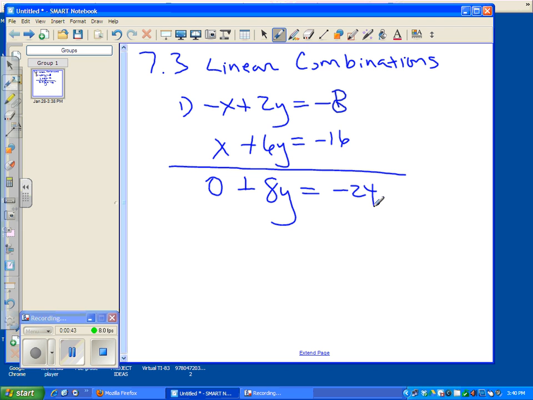If I want to isolate the variable y, I divide by 8. Divide both sides by 8. This cancels out, of course, and becomes 1, where y is equal to a negative 3. Well, now I've just found the solution for my y, but I also need to know what my x is in order to complete this problem completely.